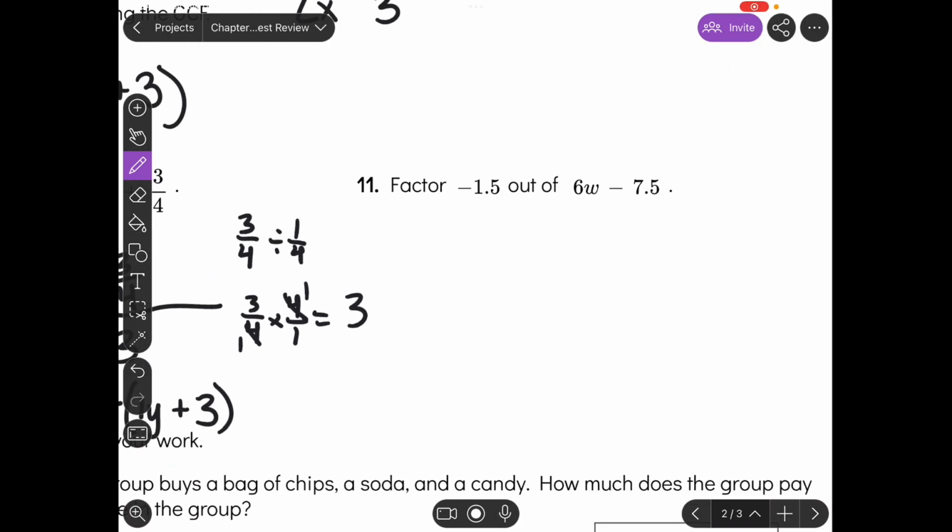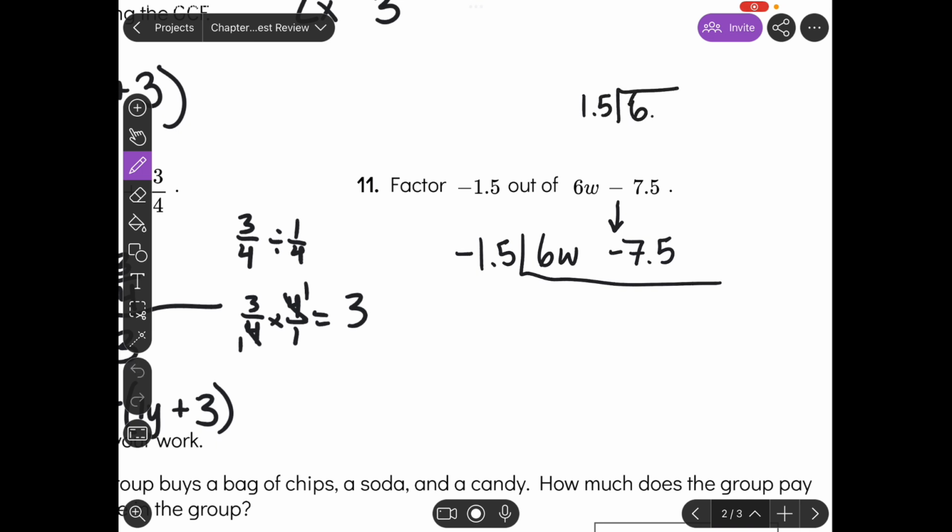Finally, for number 11, it's telling me to take out negative 1.5 out of negative 6w and 7.5. You can take the negative with you, or you can leave it and add at the end. For this case, I'm going to bring it with me. Okay. For 1.5 into 6, right, we can think about this looking like that. I would move my decimal point 1 spot. So now I'm really thinking how many 15s are in 60. That would be 4 of them.